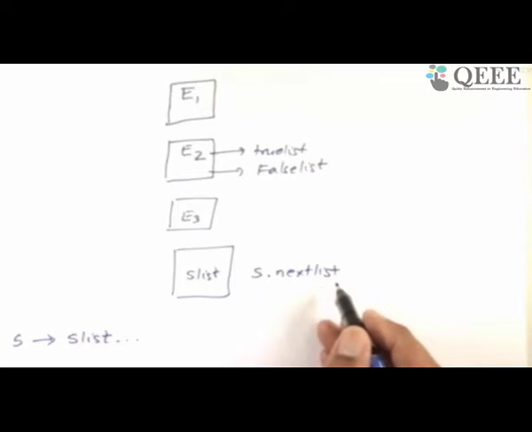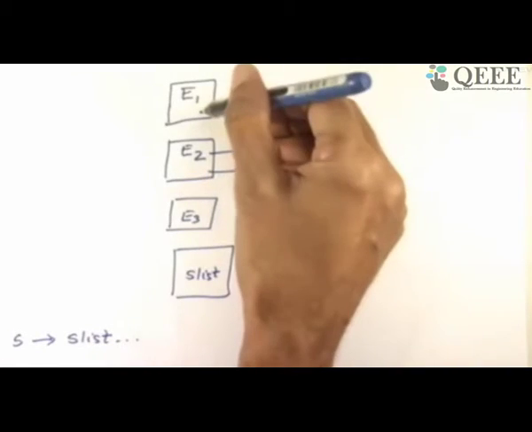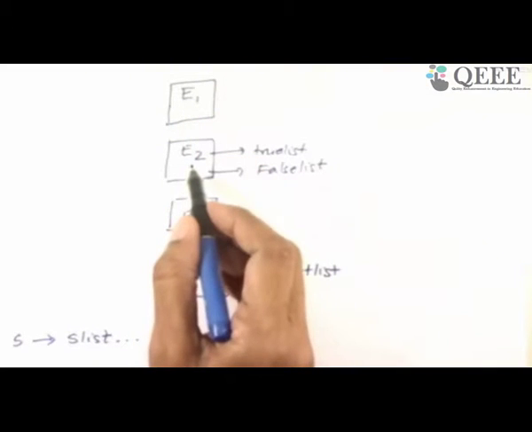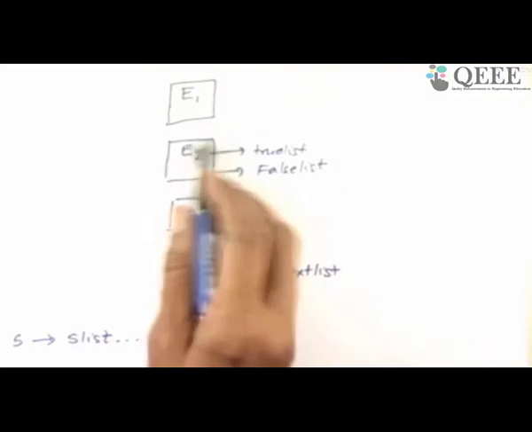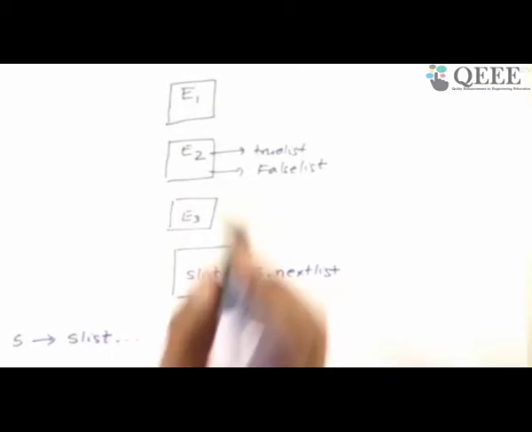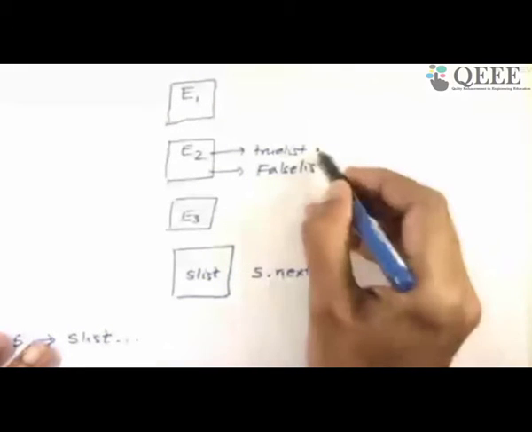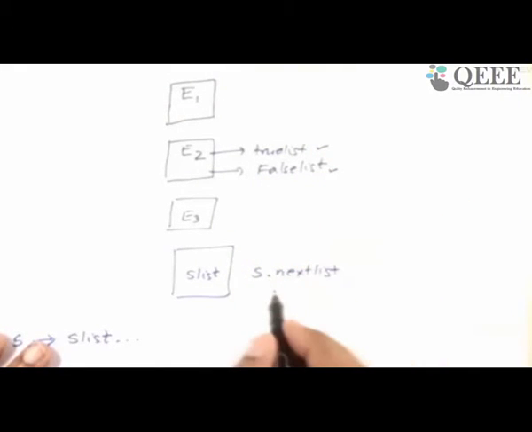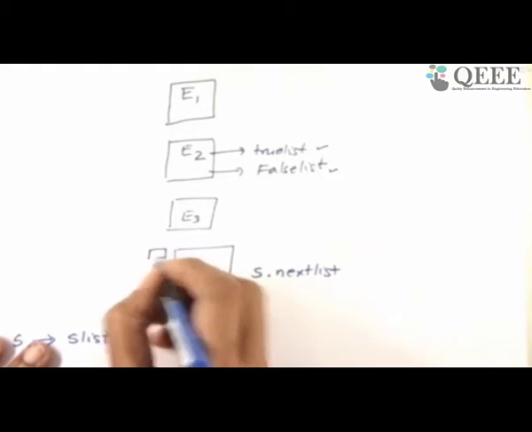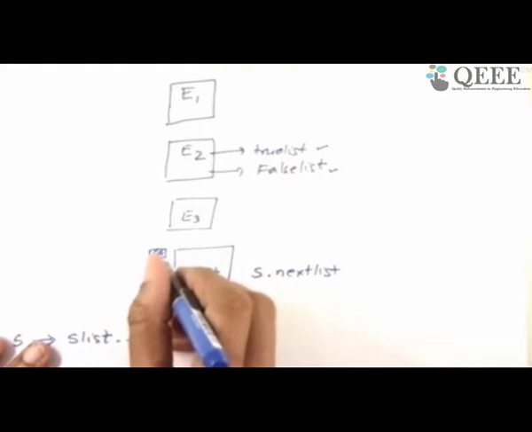Now I have to observe that I have to make certain things. Since after E1 I automatically want to do E2, the comparison, I'm not going to put a goto in between. The code will flow through from E1 to E2, and that's what I want. However, when I get this true list and the false list, and I have also got S dot next list, at this point I should know the starting address of this.